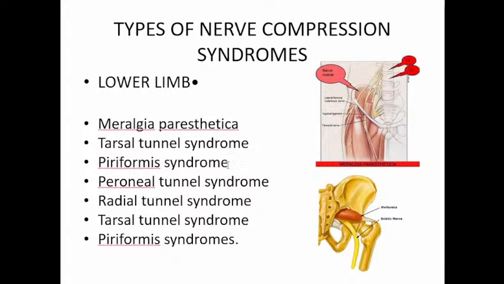There's also tarsal tunnel syndrome in the foot. Piriformis syndrome, as I mentioned before, would occur in the gluteal region where the piriformis tendon is. Peroneal tunnel syndrome in the knee. Radial tunnel syndrome, where the radial nerve passes. This diagram again shows the piriformis muscle. Remember, the sciatic nerve passes below this, and the piriformis muscle tendon can put pressure on the sciatic nerve, and you get numbness and weakness sometimes in the lower leg.